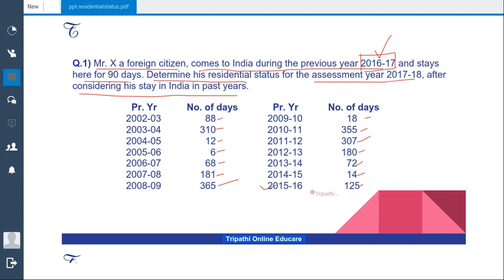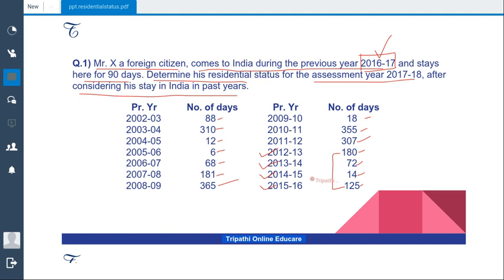So the second part of the second basic condition says residing 365 days or more in India during the four preceding previous years. So let us check. 2015-16 is the first preceding previous year. 2014-15 is the second preceding previous year. 2013-14 is the third preceding previous year. And 2012-13 is the fourth preceding previous year. So now we will have to just take the total of this and find out in the four preceding previous years how many days he was in India.